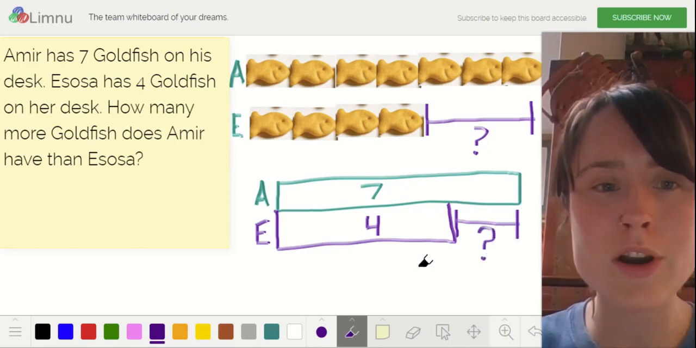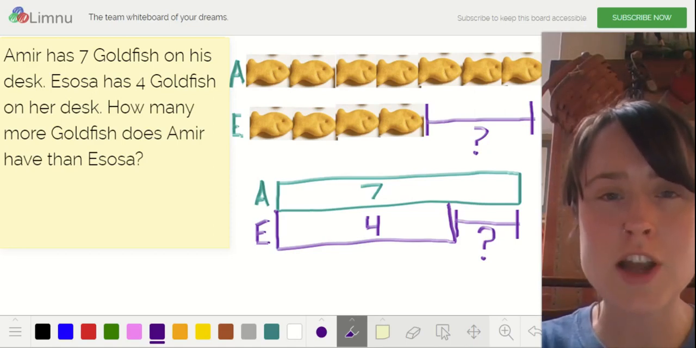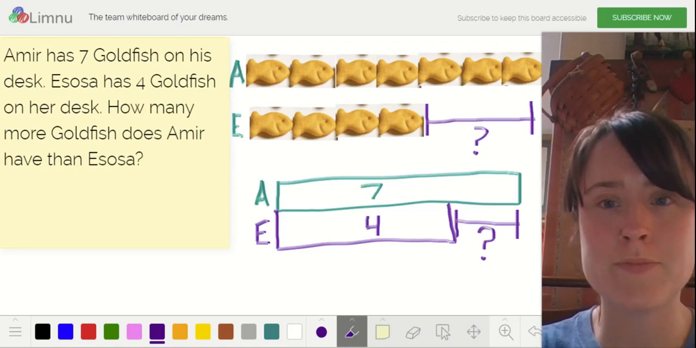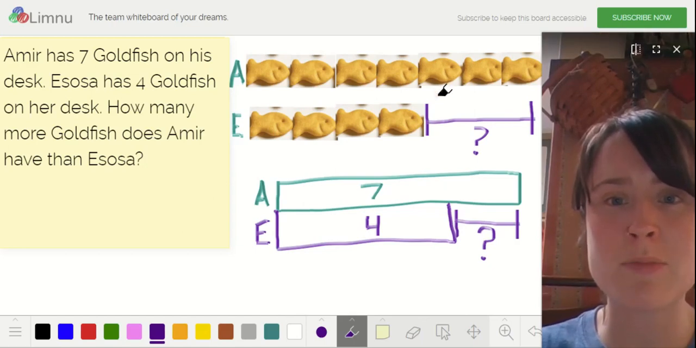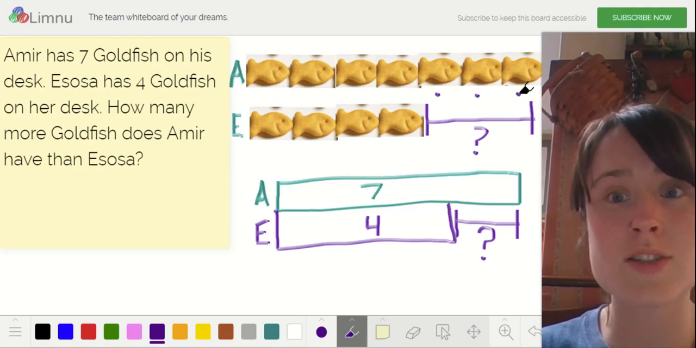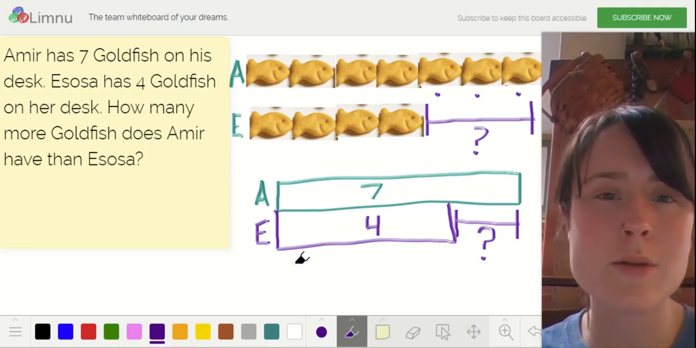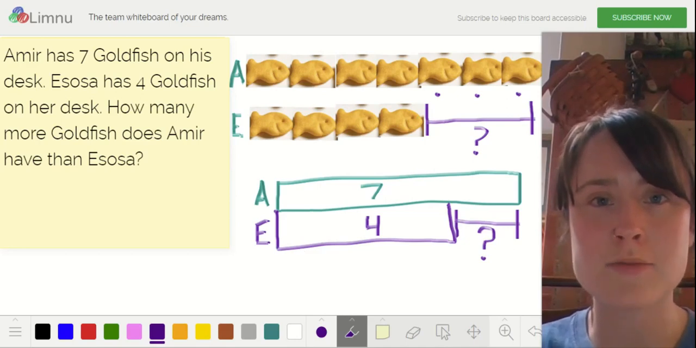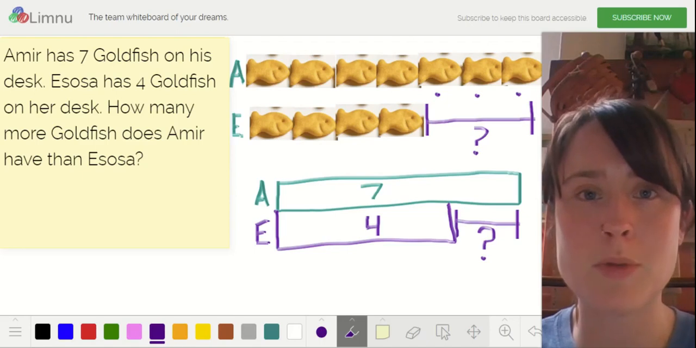So how many more goldfish does Amir have than Isosa? Try to figure it out. Ooh, some of you counted up in my picture. 1, 2, 3. Amir has 3 more goldfish than Isosa. How could I use a number sentence to help me solve that instead? Try to set up an addition number sentence on your paper.